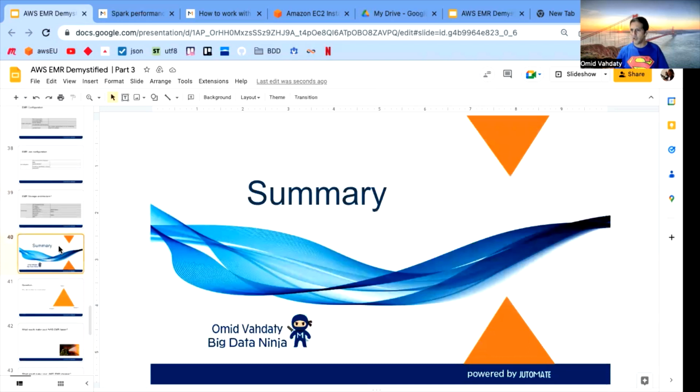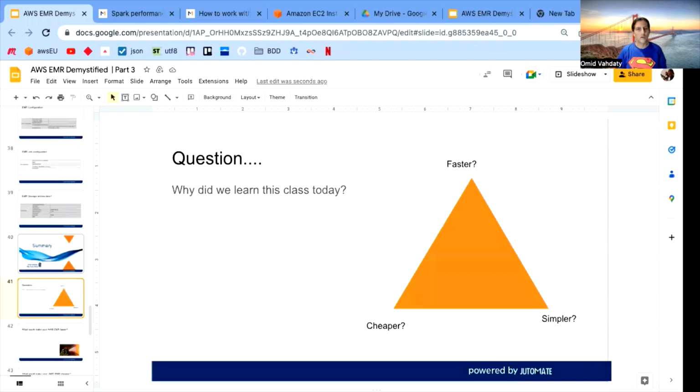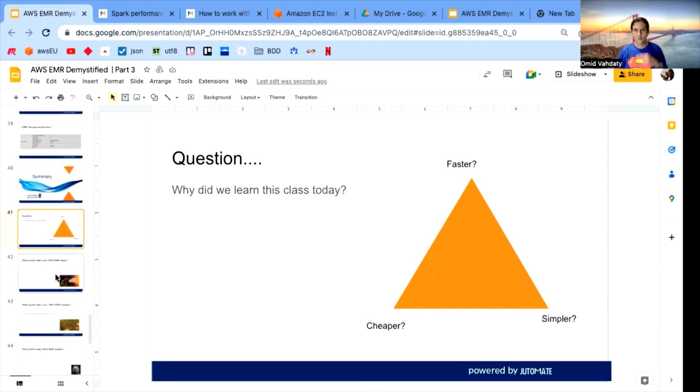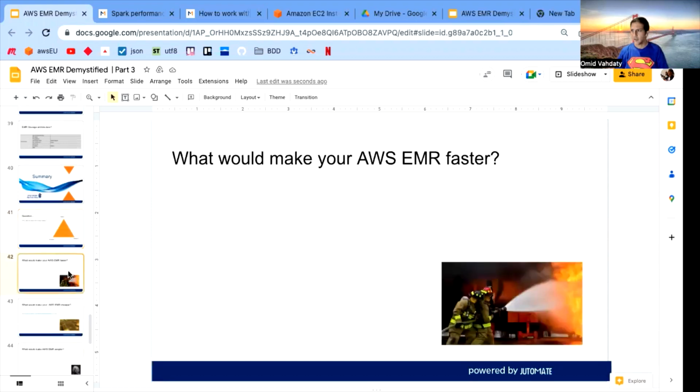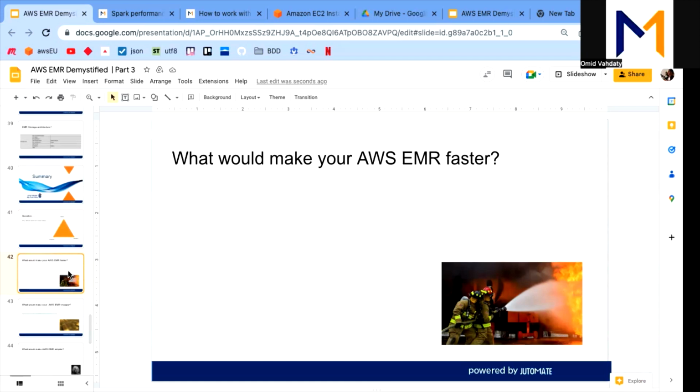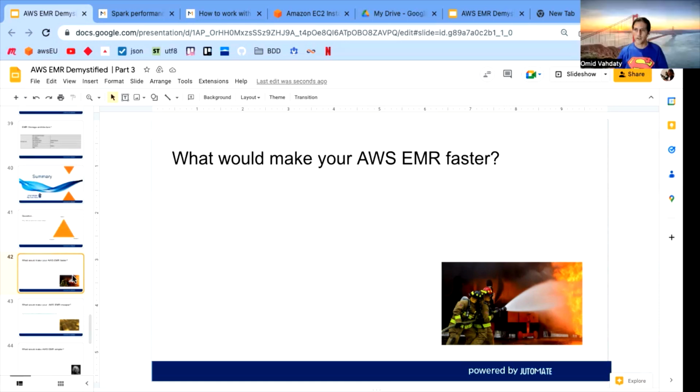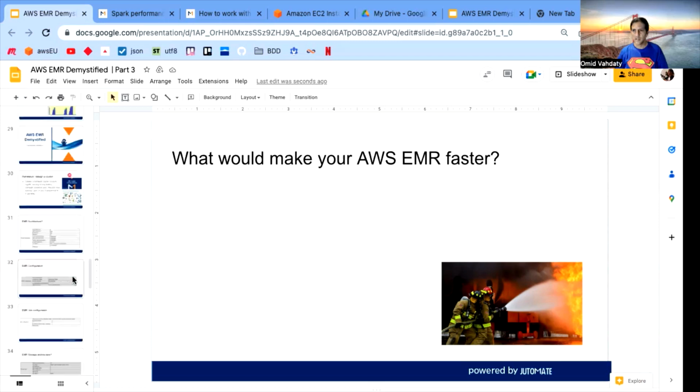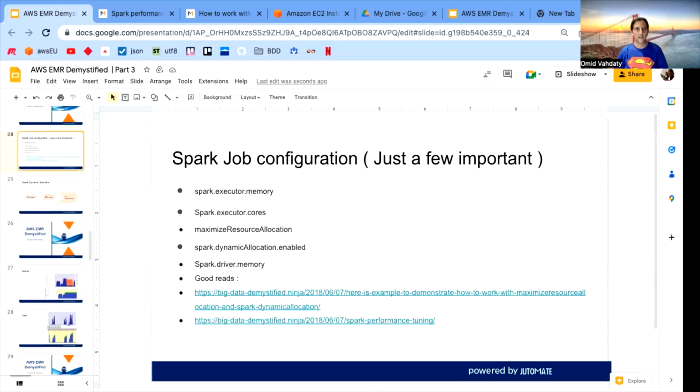So let's summarize. What did we learn today? Please open your mics and let's talk. What did we do today? How to size and design a cluster depending on the workload. Yes, great. We had some sort of a framework to think every step of the way from the use case, right? So what would make your EMR faster based on what we discussed today? Instance type, right? What else? Memory, CPU, storage. Right. Configuration. Remember the slide? It greatly affects what you're trying to achieve. You need to bear that in mind.